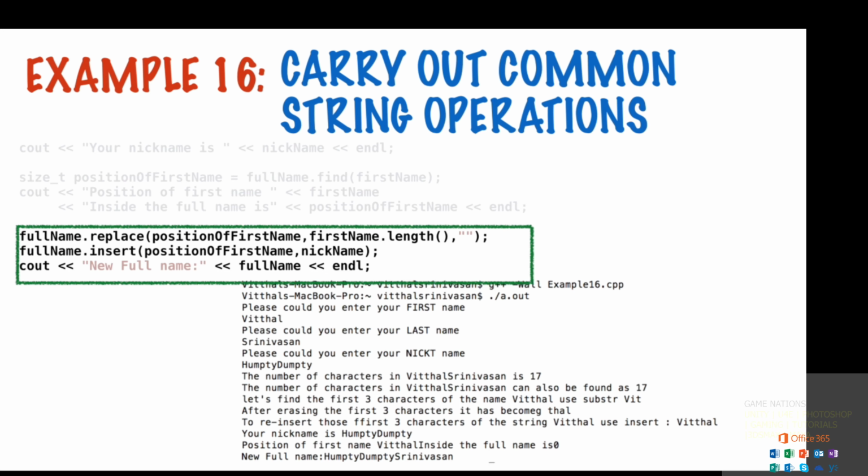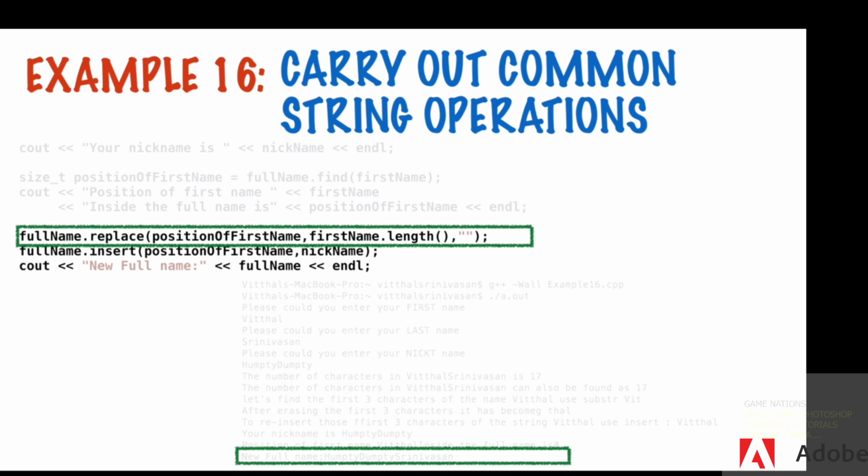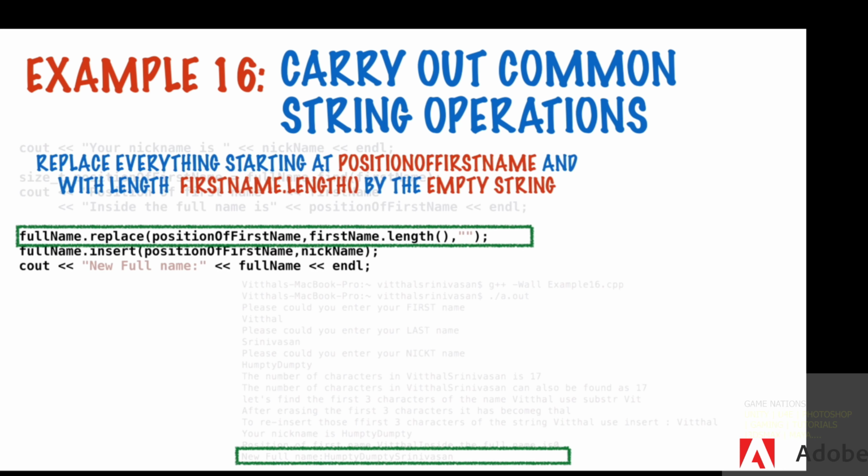The way I'm going to do it is by first replacing every character from my first name with a blank character. This has the same effect as calling erase on the full name, and then reinserting the nickname into that position. Okay, let's break that down. We first replace everything starting at the position of the first name, which we just found, with the empty string.